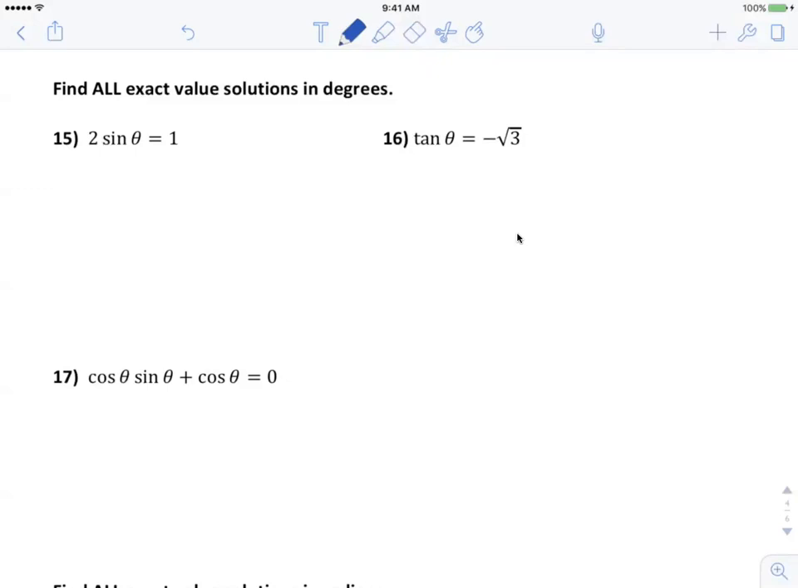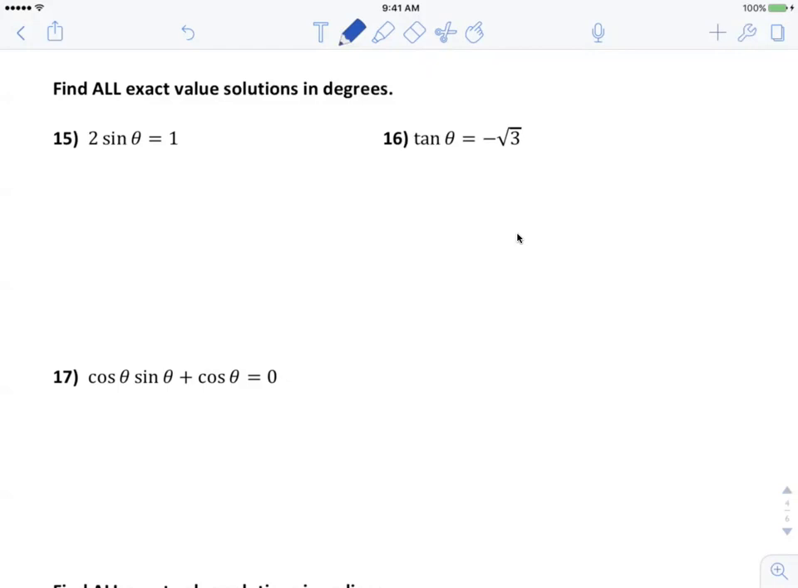We're going to continue with 7.6 notes, page 3. So the focus on this page is finding all exact value solutions, or just all solutions in general. Instead of specifying a degree, they use that word "all," which means there's an infinite number of solutions and we've got to figure out a way to write that.